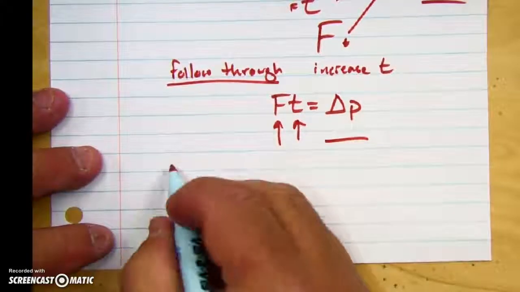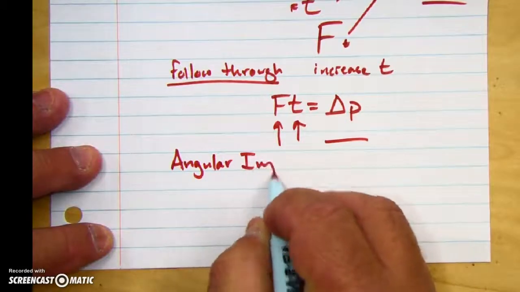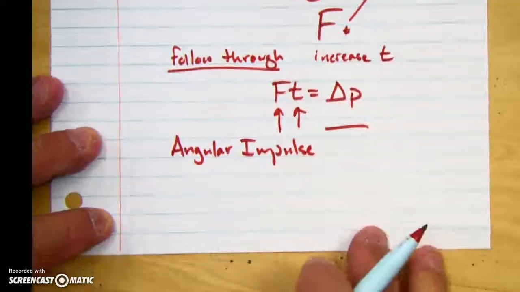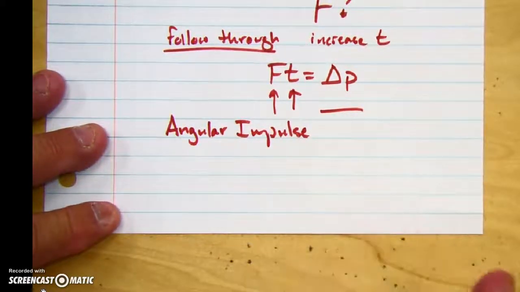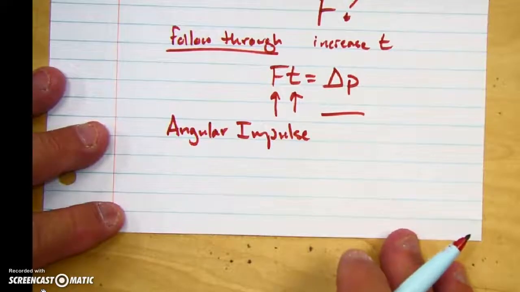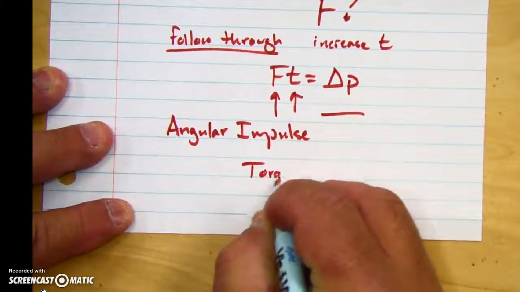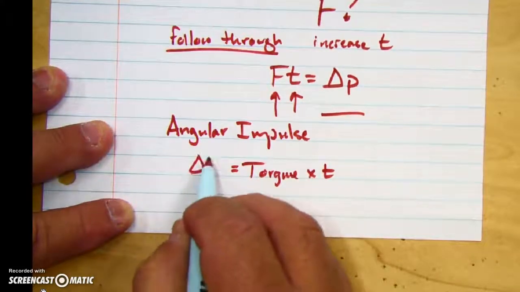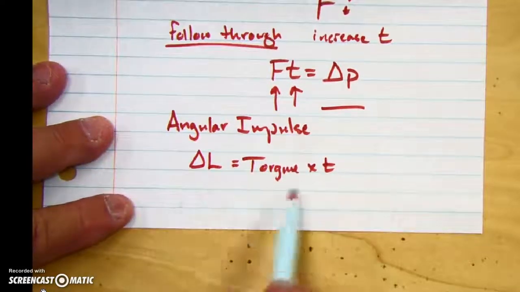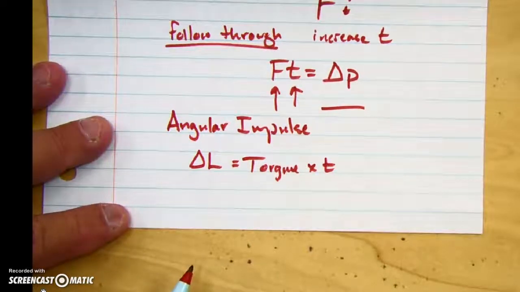Now, real quick, let's talk about angular momentum. It's the same concept, angular impulse. If you're going to have something rotate, what's the force-like quantity that makes things rotate? Think about it. It's torque. So torque times time is equal to the change in angular momentum. That's going to cause things to spin faster. And we have a lab we're going to do on that next time I see you.